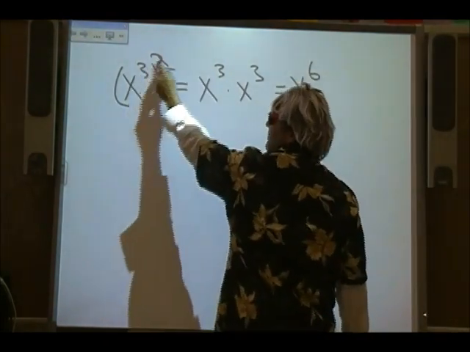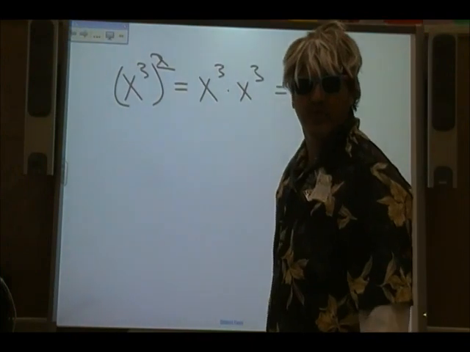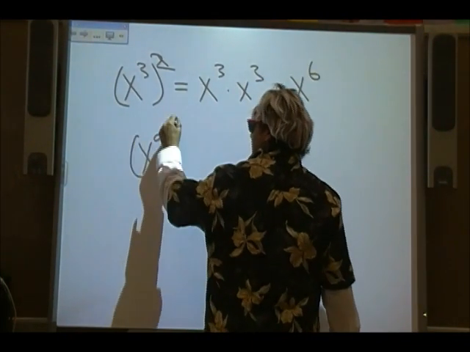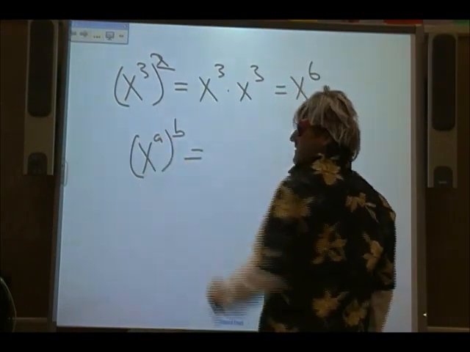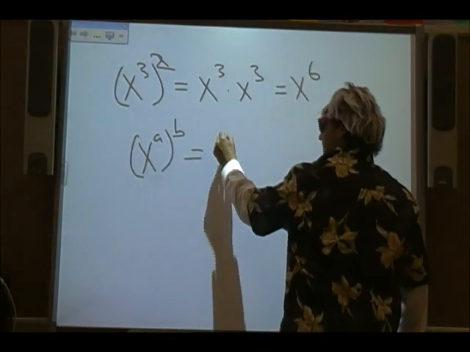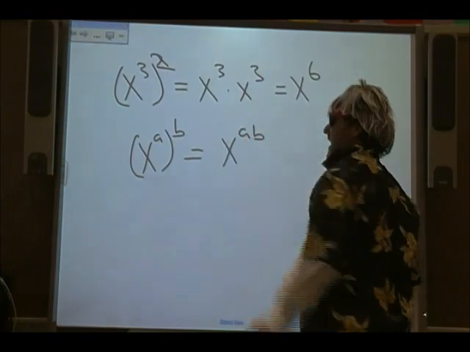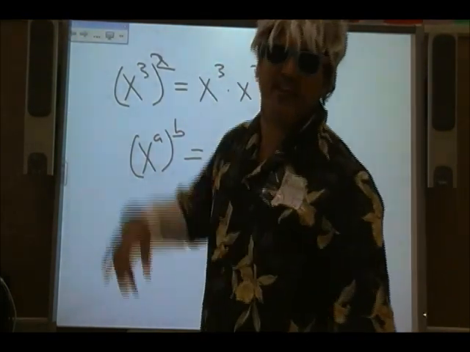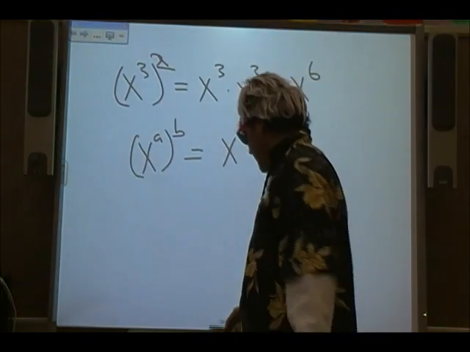So the quickest way to raise the power to a power is just by multiplication. So x to the a to the b power is the same as x to the ab. It's a little out of order. I should have done this in the other video.